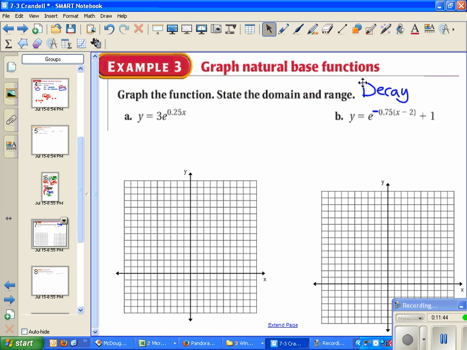All right, for A, it's a growth function because we have a positive 0.25. So if you got that right all by your lonesome, great job. Right. The next step we want to do is for part A, we will get some points on the board. And there's no h and k, so we're going to just graph the whole thing. So y equals 3 times e to the 0.25x.